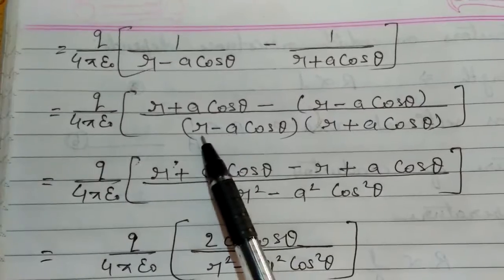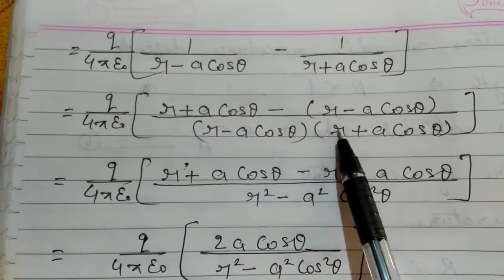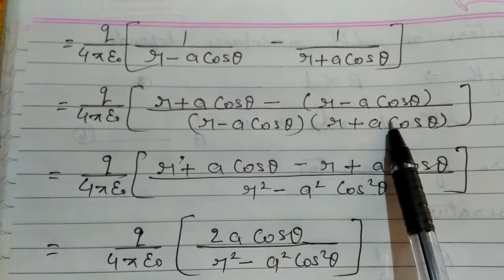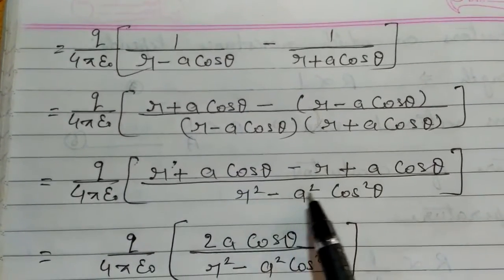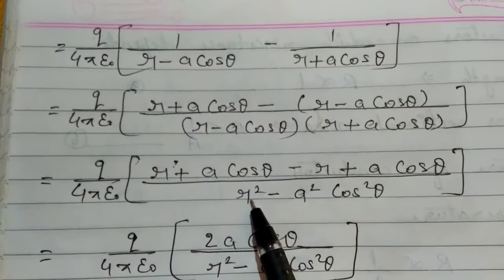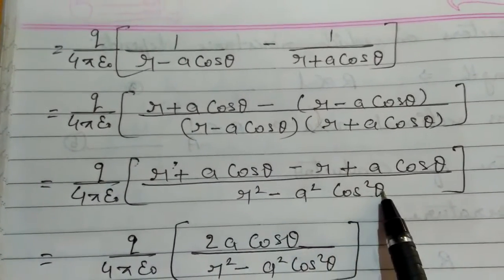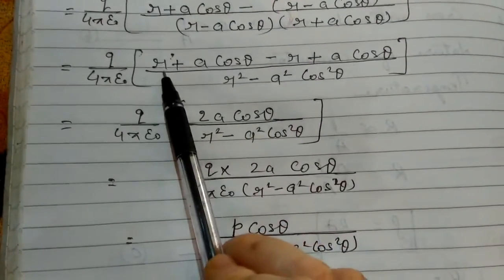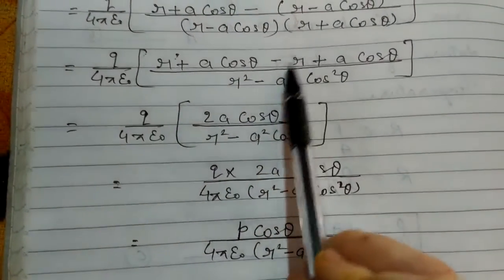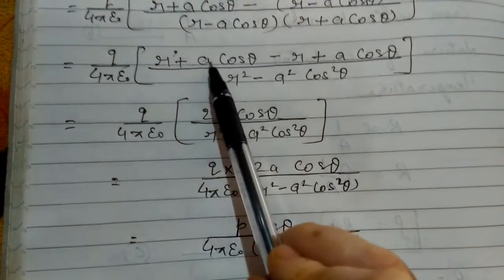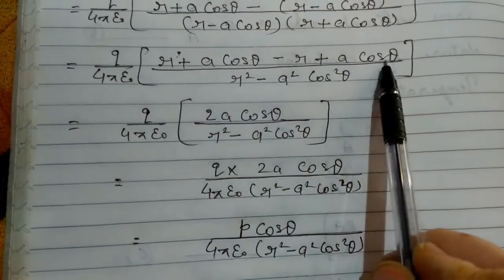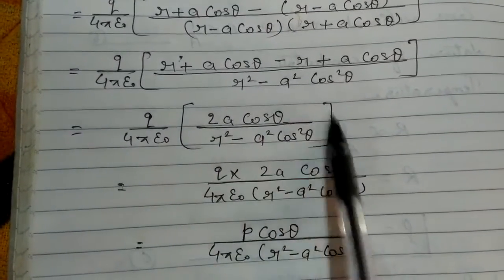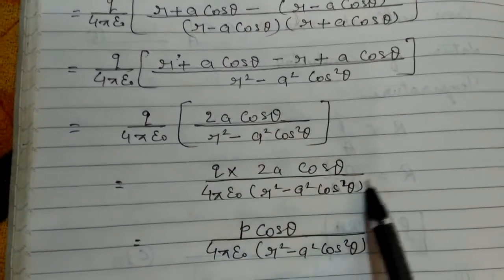Here at the downside you can see r minus a cos theta, r plus a cos theta. So the formula of a minus b, a plus b will work here, which equals a square minus b square. So we have written here r square minus a square cos square theta. After that, this is plus r, this is minus r, so they both will cancel, and we have a cos theta plus a cos theta. So it becomes 2a cos theta. Then when we open the bracket, we can write it like this.